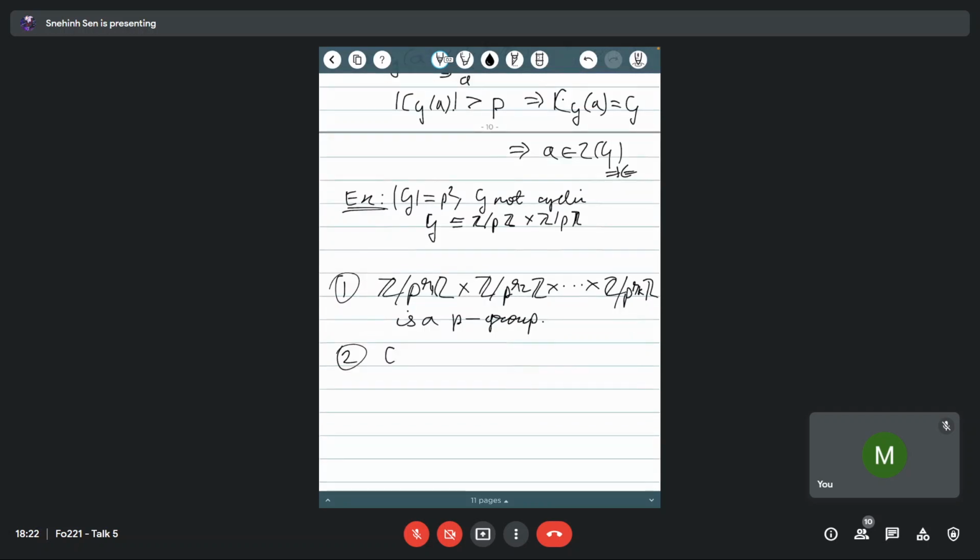And then if G is a p group, and say H is also a p group, then G times H is a p group, first of all. If K is less than or equal to G, then K is a p group. So any subgroup is a p group. And if K is normal in G, then G mod K is also a p group. Quotients are also p groups.